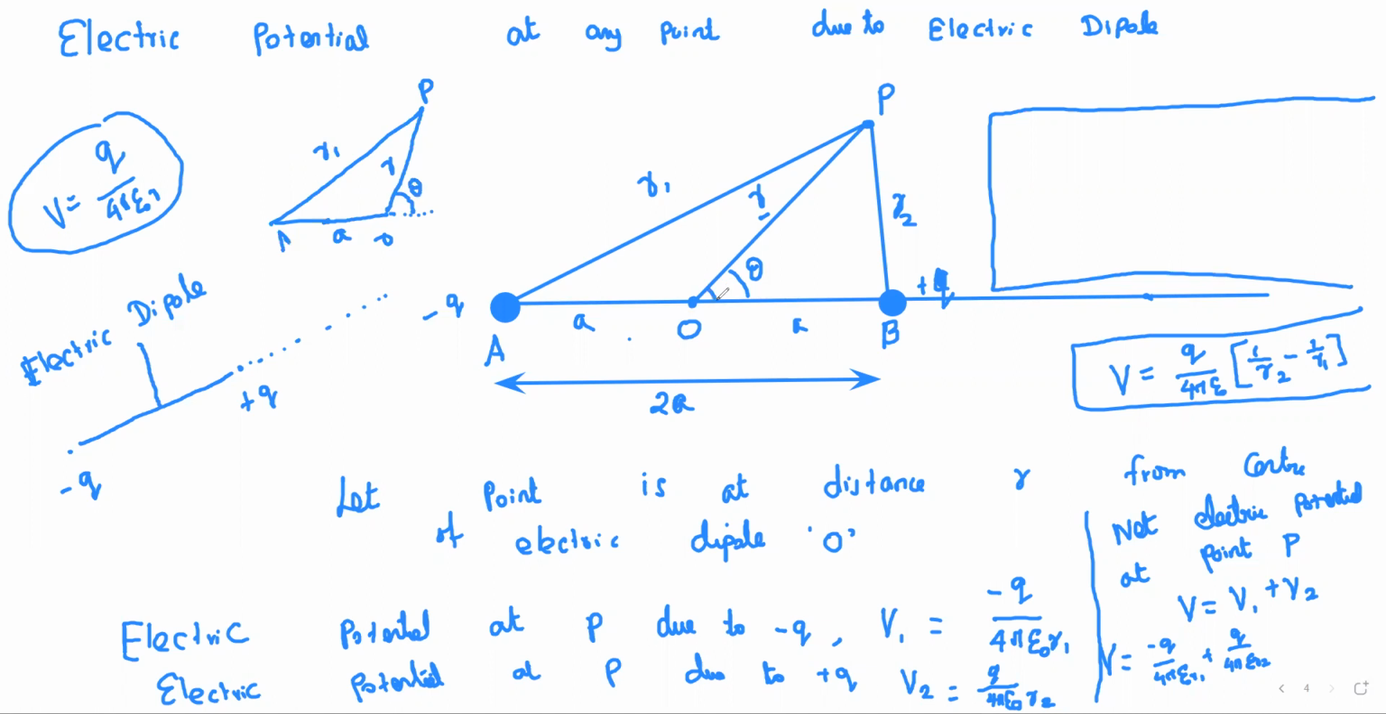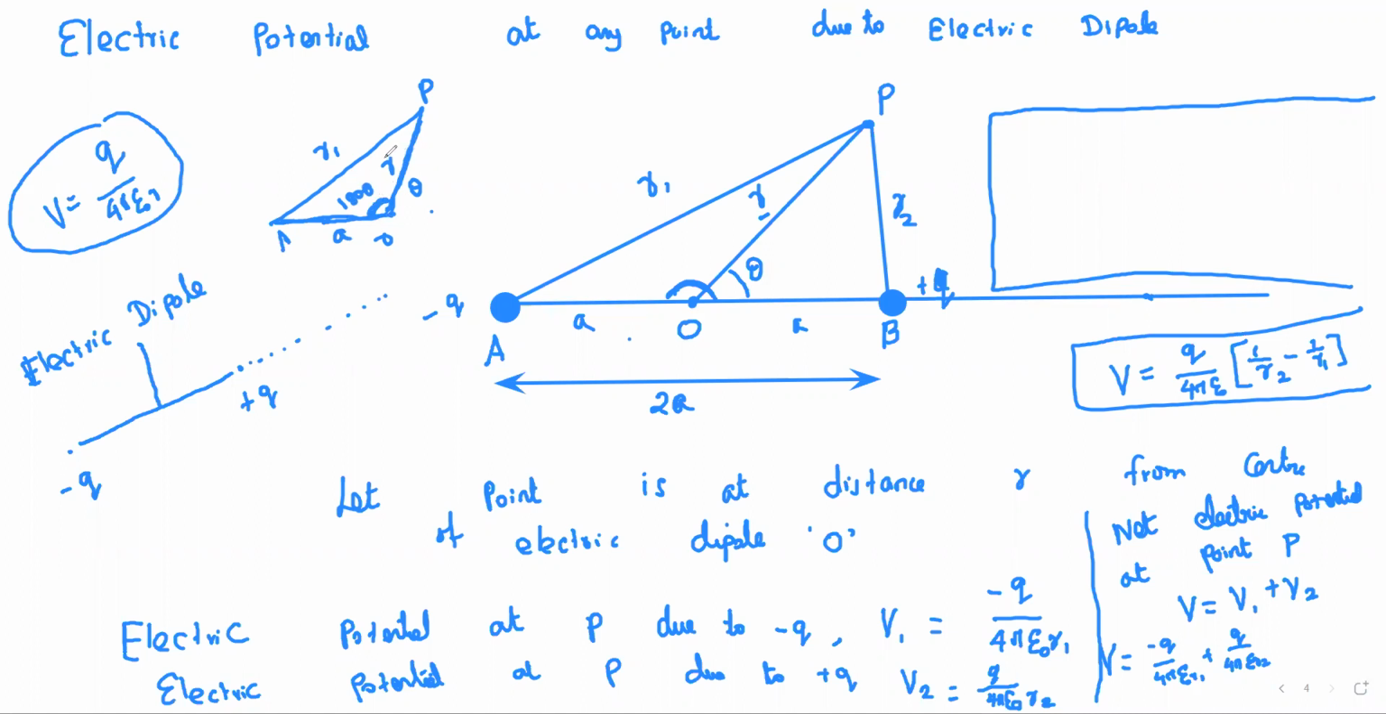Actually, the entire angle on a line will be 180 degrees. Normally, the total angle on a line will be 180 degrees. So this angle must be 180 minus theta. In a triangle, if we know two sides and one angle, we can easily find the other side. So this side is R, this side is A, and the angle between R and A is 180 minus theta.